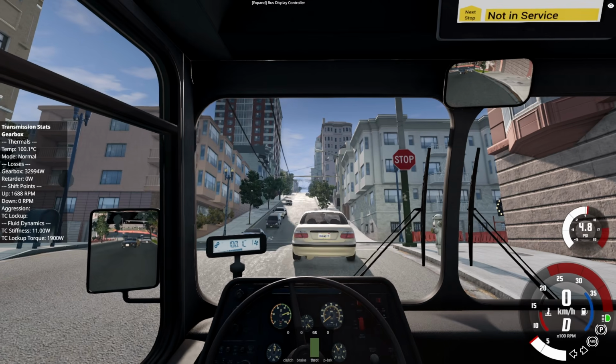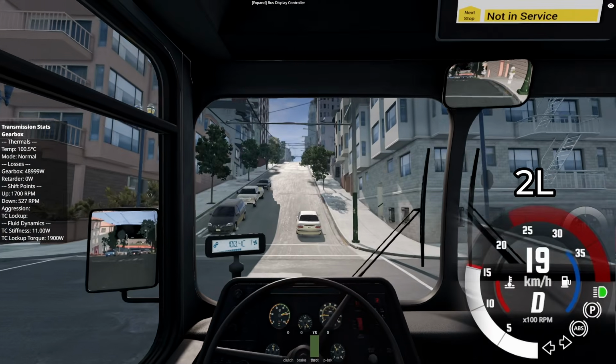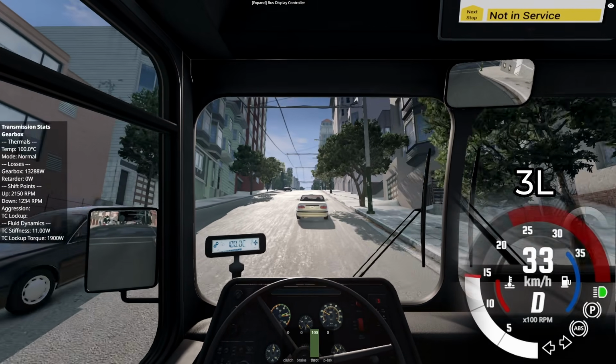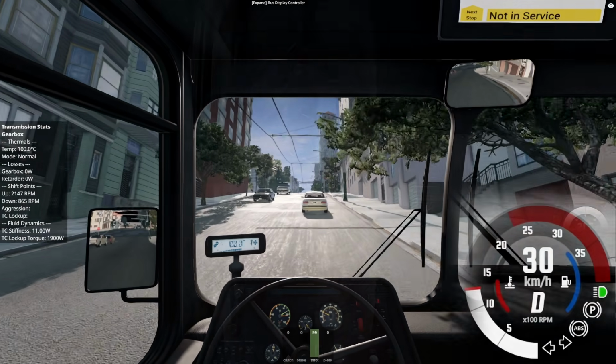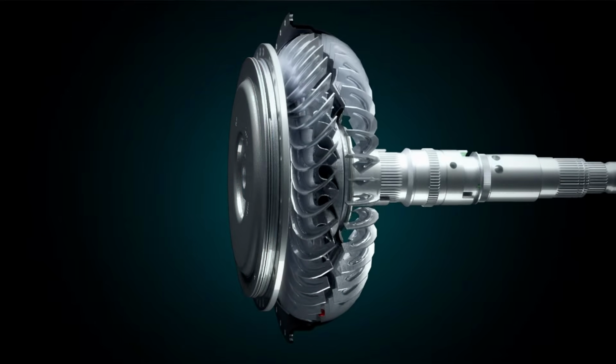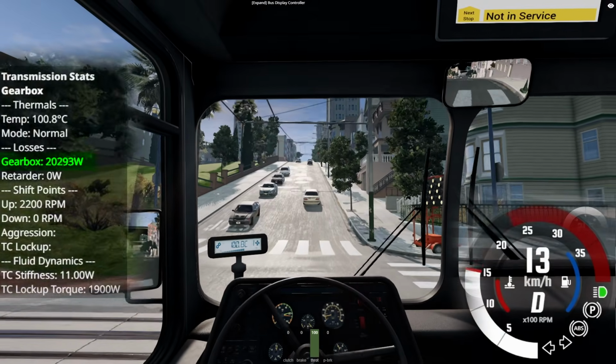Now look at the newer 4th Gen ZF EcoMat 6 HP604. This unit is built for efficiency. It locks up in first gear basically the moment you start moving. By using a mechanical plate to lock the two impellers together, it bypasses the oil entirely, which completely removes any slip. No slip means no heat.